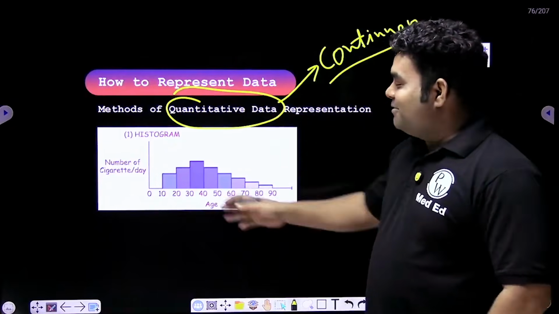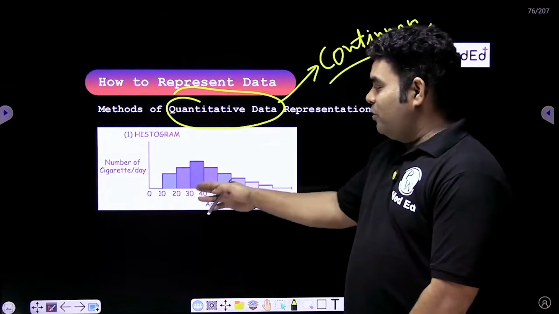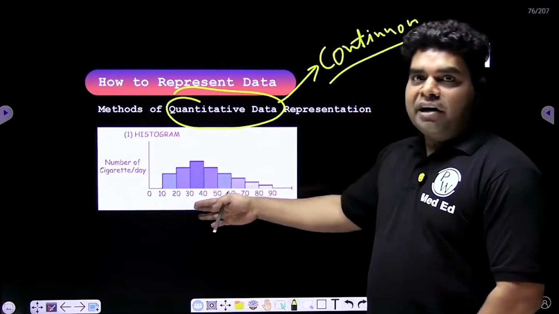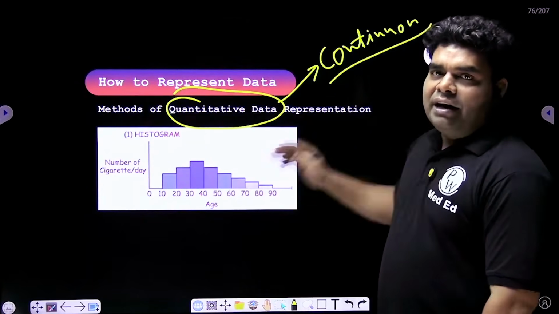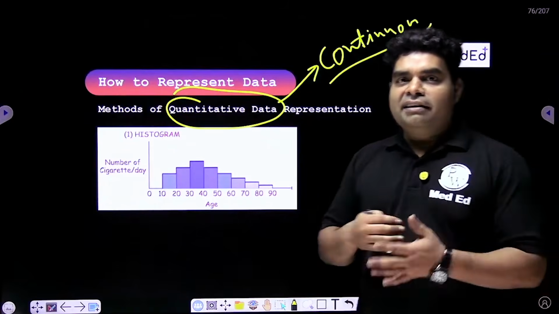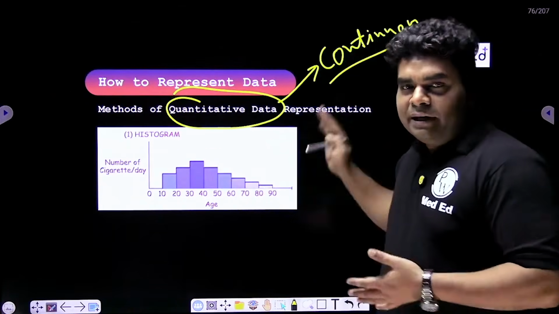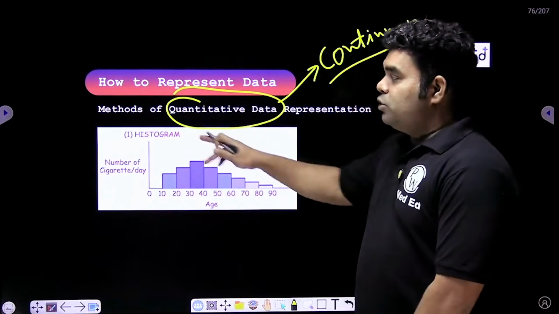So usually no one started smoking before 10 years. Then some people joined, some more joined, and some idiot like me started smoking after around 30 years. And then by the time we reach 40, we start realizing that smoking is not giving us any high and is decreasing our vital capacity. So we start decreasing it. So this type of data representation is a histogram.